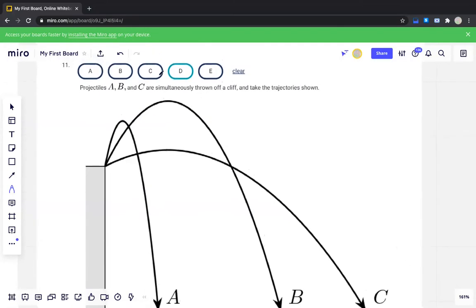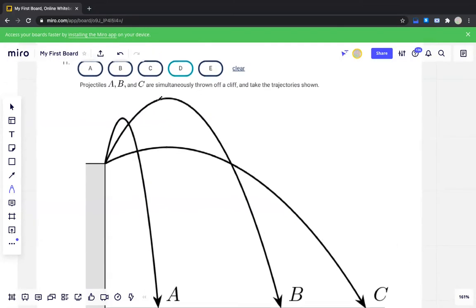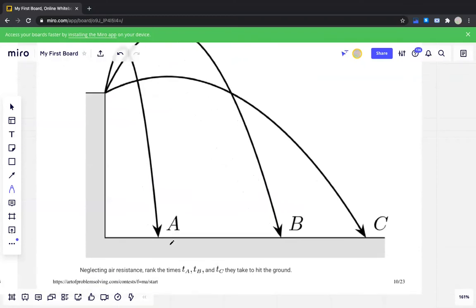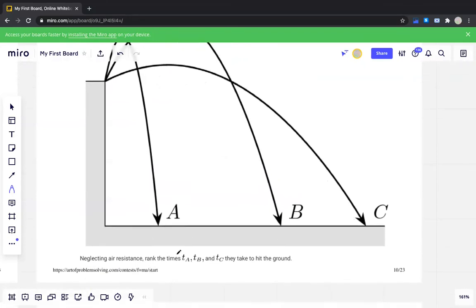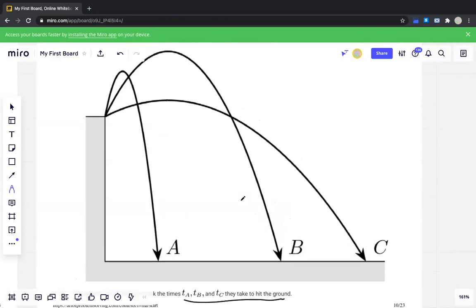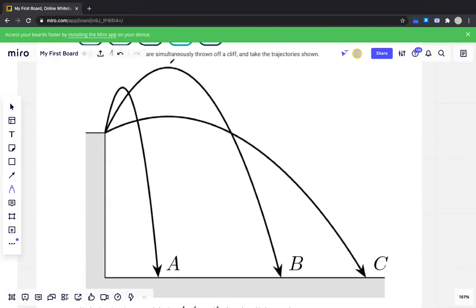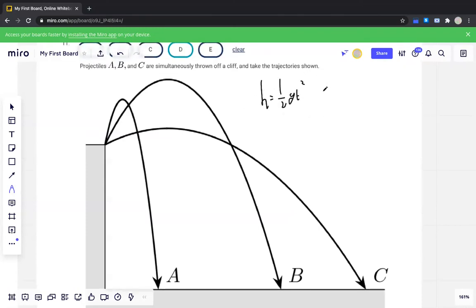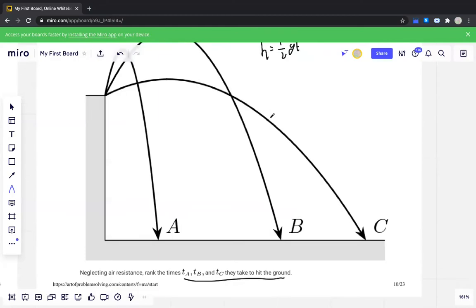We have 3 projectiles A, B, C thrown off a cliff and they take the trajectories as shown, A, B, and C. We want to rank the times that it takes to hit the ground. And again, this is just kinematics because the time that it takes to reach the ground depends on the height, because h is equal to 1/2 gt squared. So the higher up a projectile is thrown, the more time it will take for it to hit the ground. So we just need to rank them by increasing height.